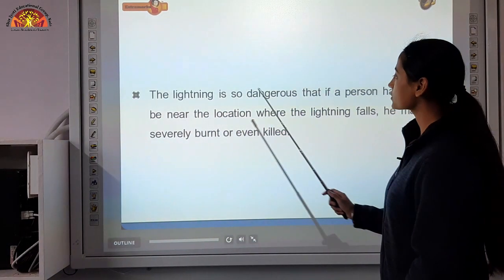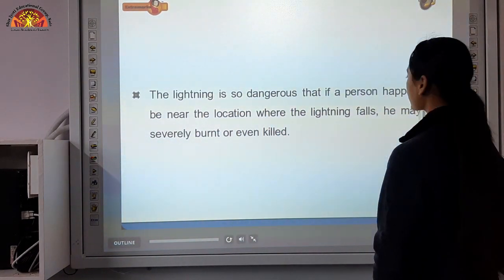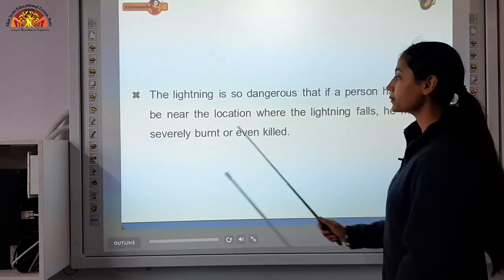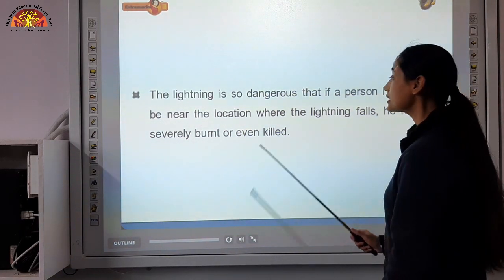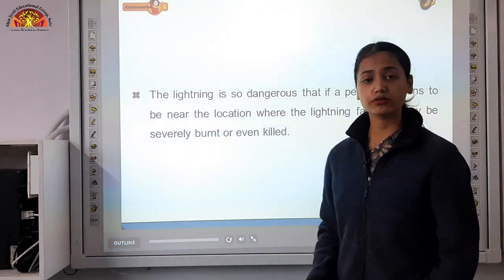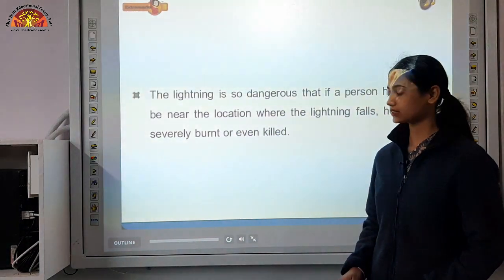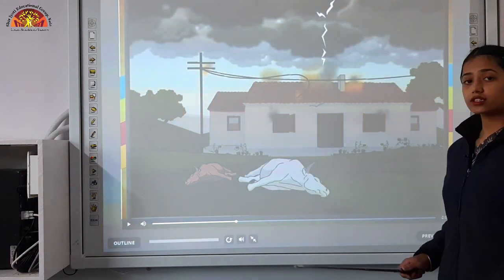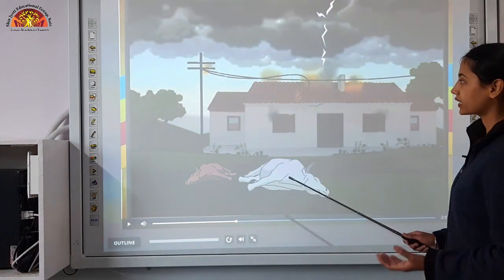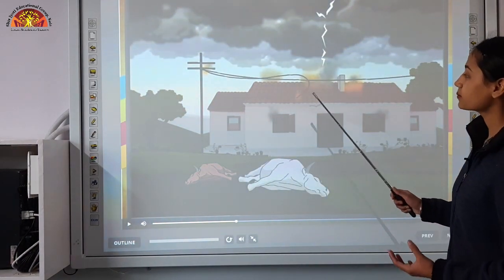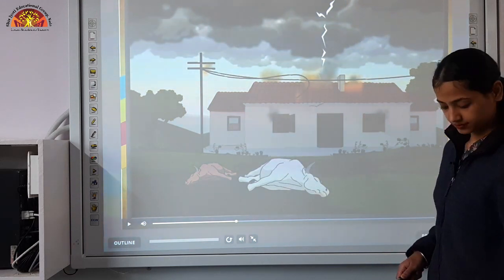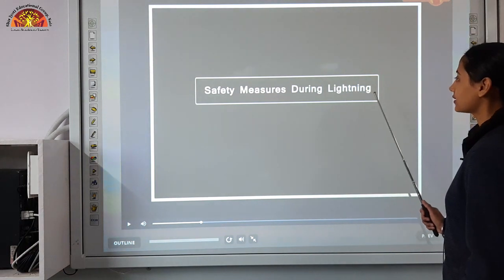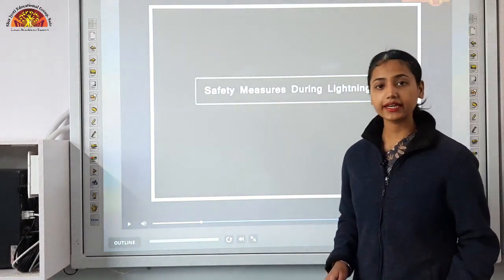Lightning is so dangerous that if a person happens to be near the location where the lightning falls, he may be severely burnt or even killed. Yes, we know that electric current is very dangerous for us. Here you can see, not only for us, for all living organisms, for animals too. It can cause building fires. Then, safety measures during lightning. What precautions should you take during lightning?